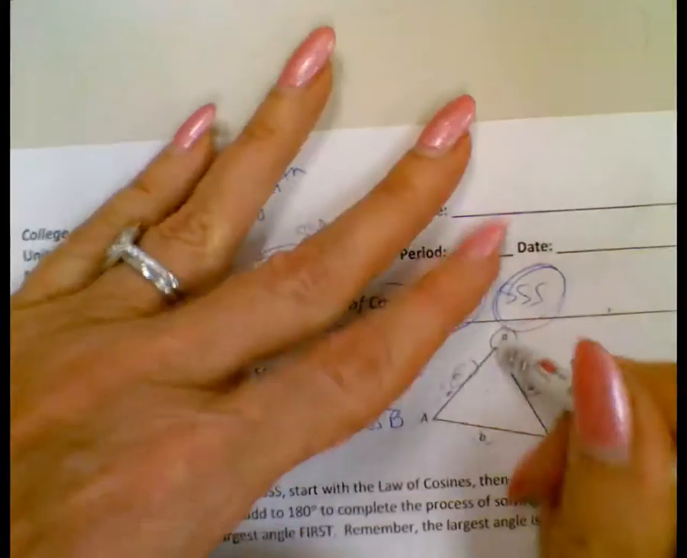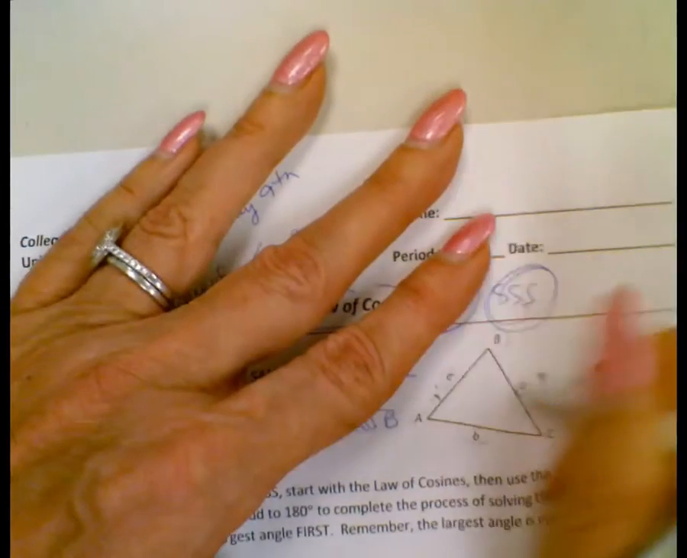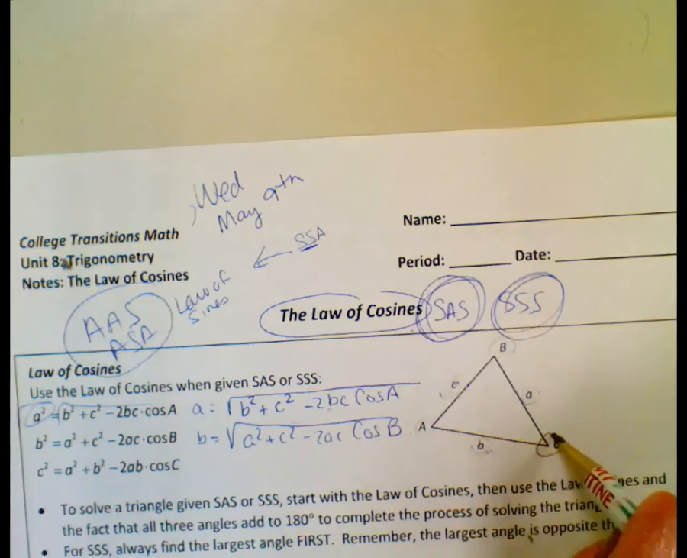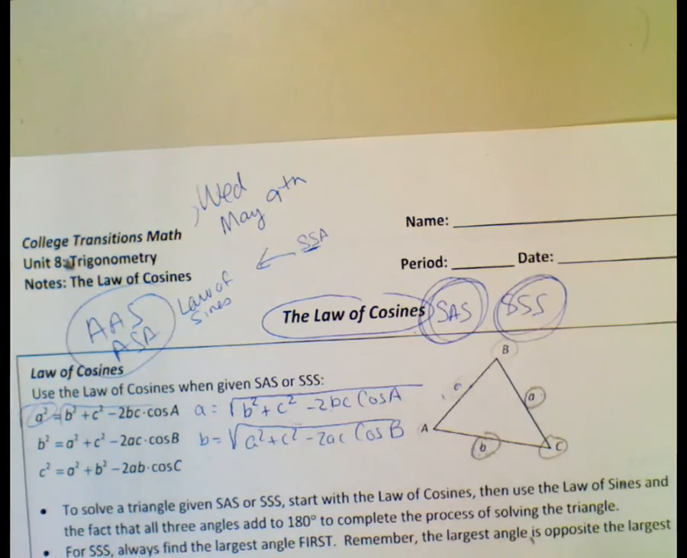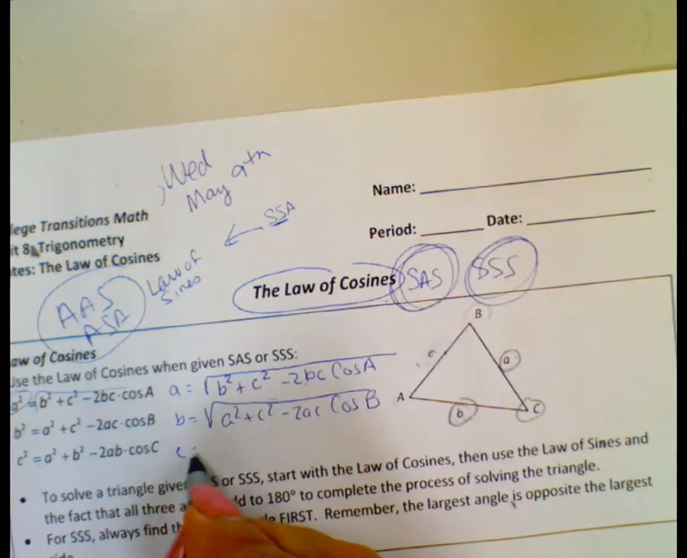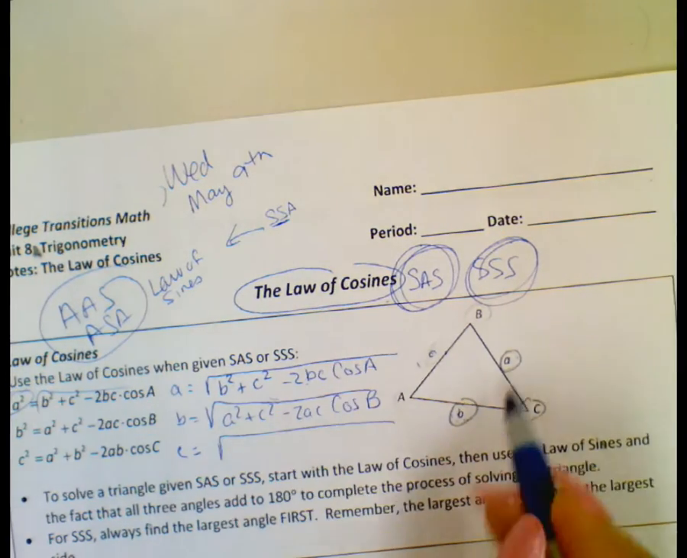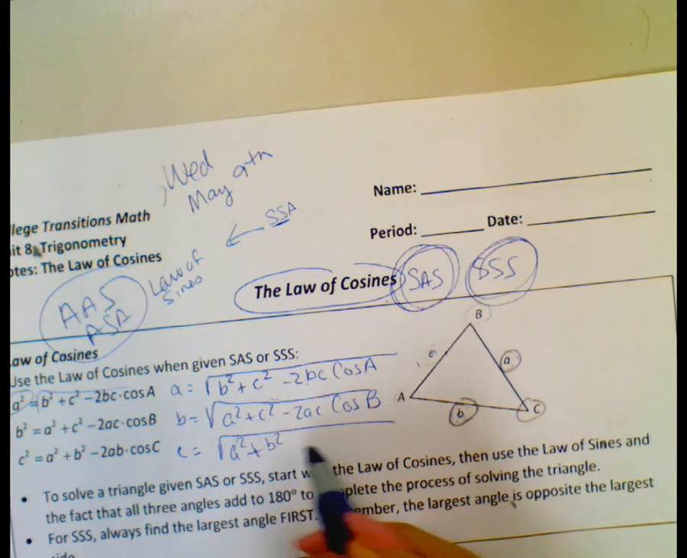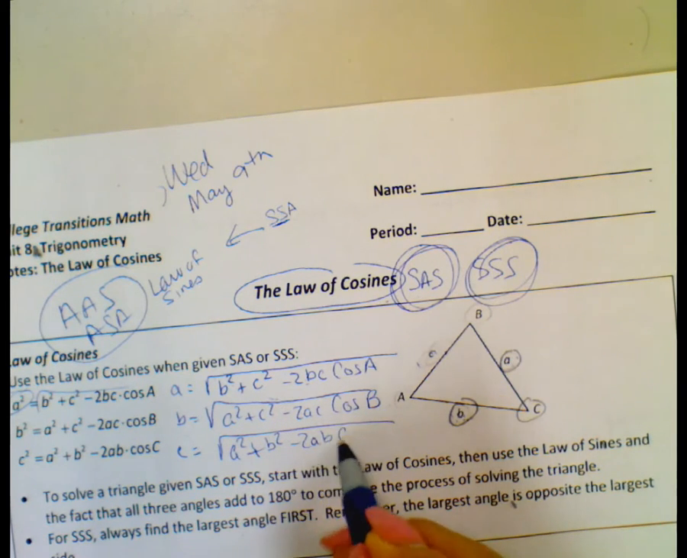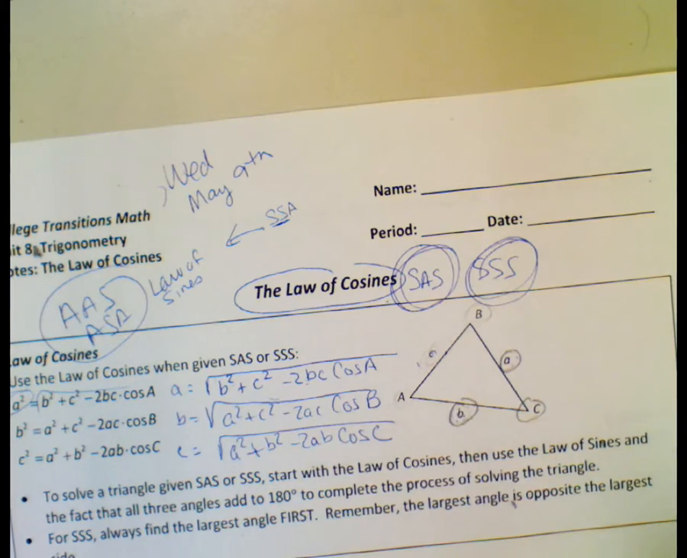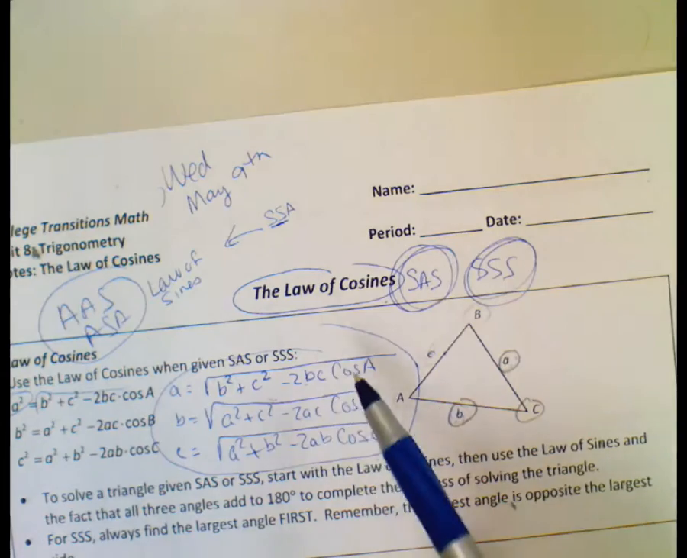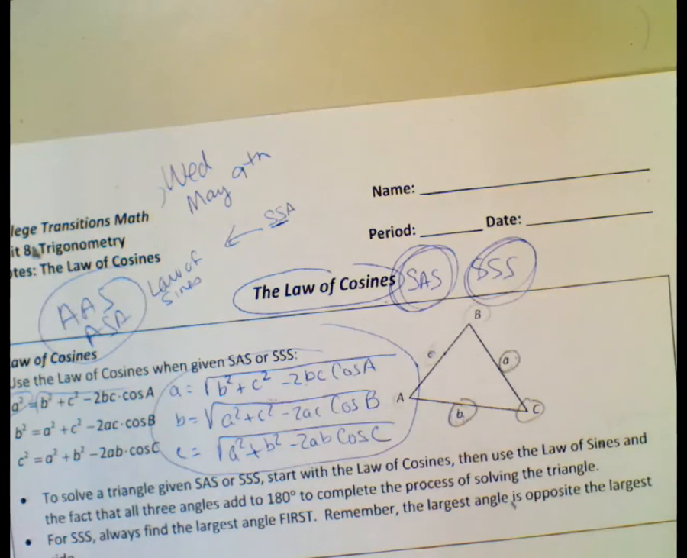And the last one is side C. So if you're solving for side C, you would have to be given angle C and the two sides that form it. That's what SAS is. And that would be C equals square root of A squared and B squared minus 2AB times the cosine of C. Those are the three formulas that you would use to solve for the third side. So if you're given two sides, solve for the third side by using one of these.